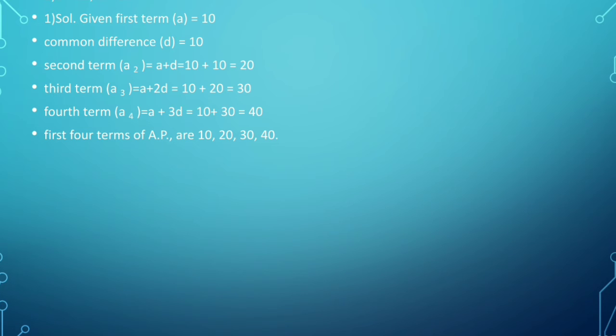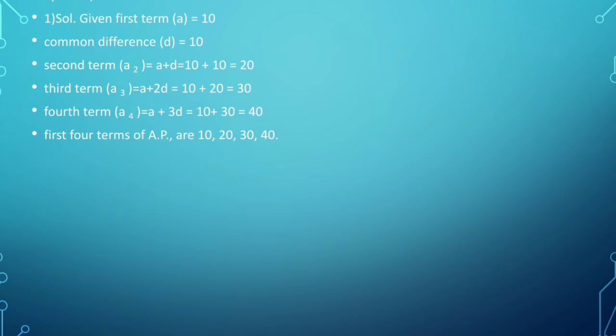Now A is equal to 10, D is equal to 10. So the given first term is A is equal to 10, and the common difference is D is equal to 10. Second term A2 is equal to A plus D, that is 10 plus 10, 20. And third term A3 is equal to A plus 2D, that is A plus D plus D. Then we get A plus 2D.